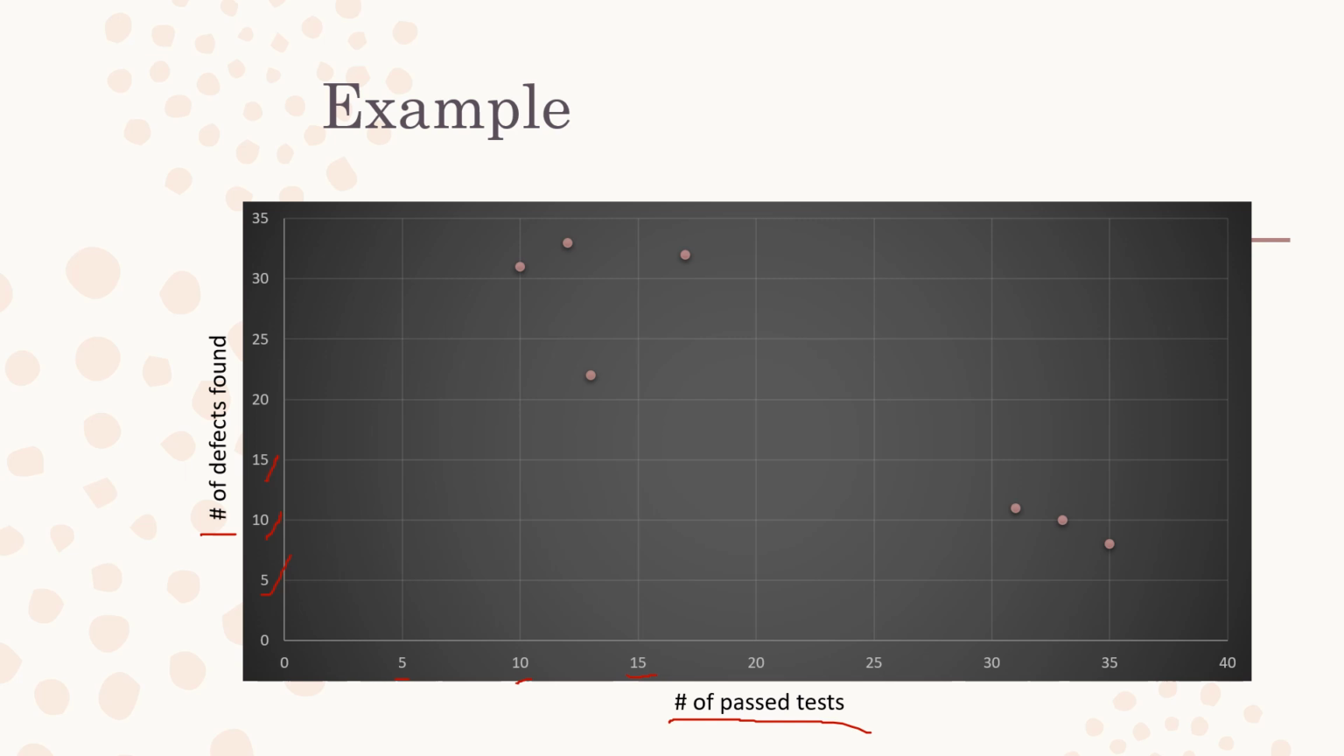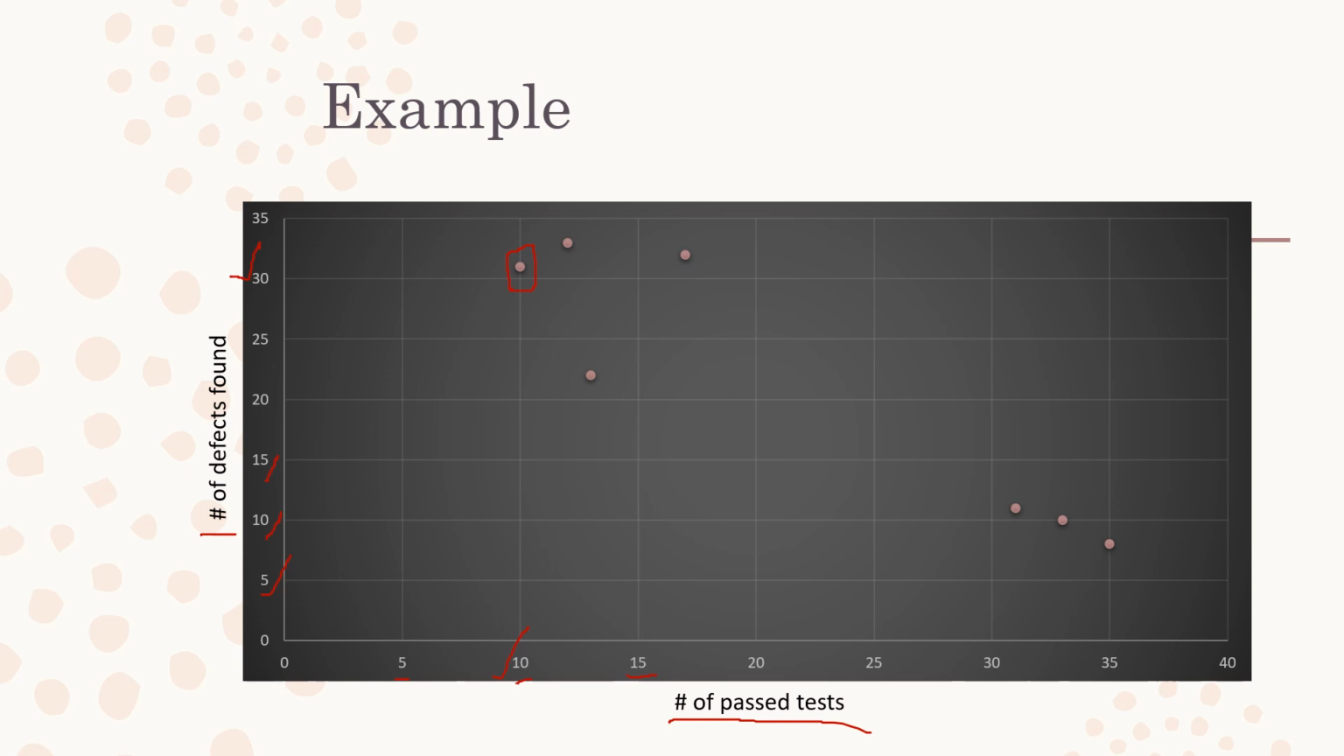Now, if you see around 10, you have 31 defects. So when 10 test cases were passed, you still had 31 defects. So that's how you read the scatter diagram.